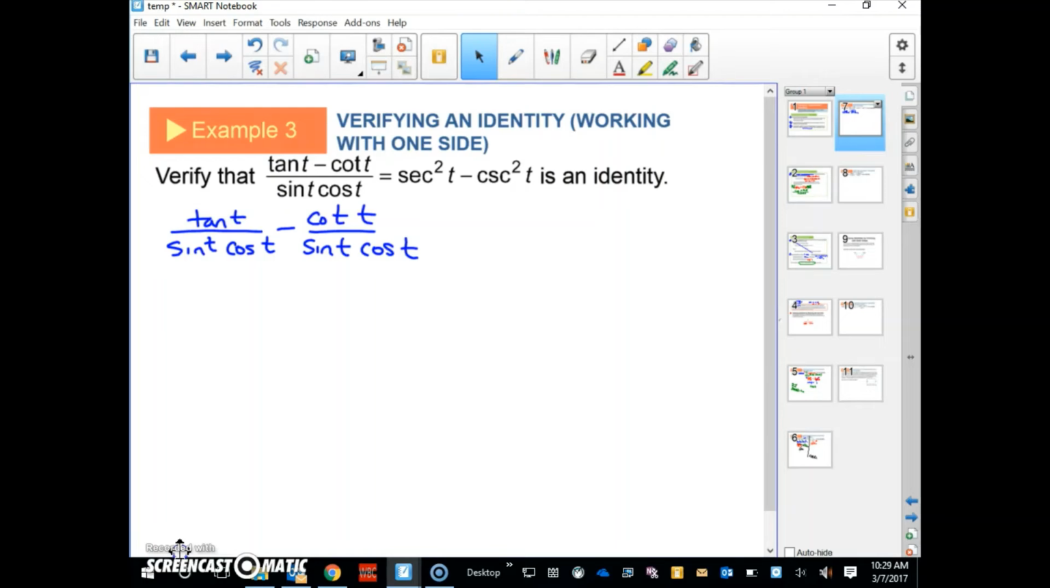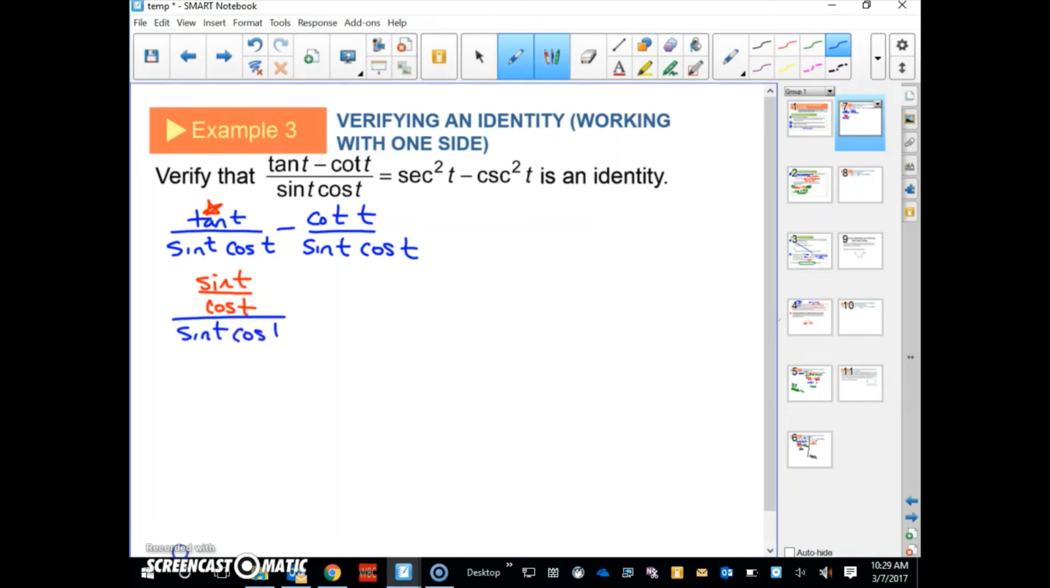Okay? So, what can I do? Well, I can change things into sine and cosine. That's a good strategy to use when you're stuck. When in doubt, change things into sine and cosine. So that tangent t is going to be sine t over cosine t. And over here, that cotangent t would be cosine t over sine t. Everything else can just stay the same for now.